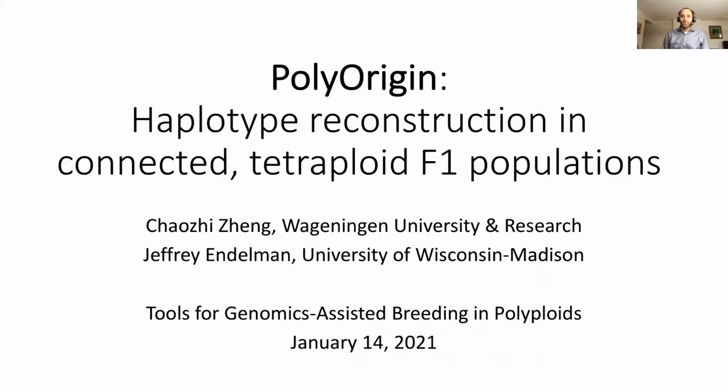Right. So, hi everyone. I'm Jeff Endelman from the University of Wisconsin, and I'm presenting today with Chaoji Zhang from Wageningen University. And the name of the software is called PolyOrigin. And we're now moving from looking at linkage in a single F1 population to considering multiple connected F1 populations.